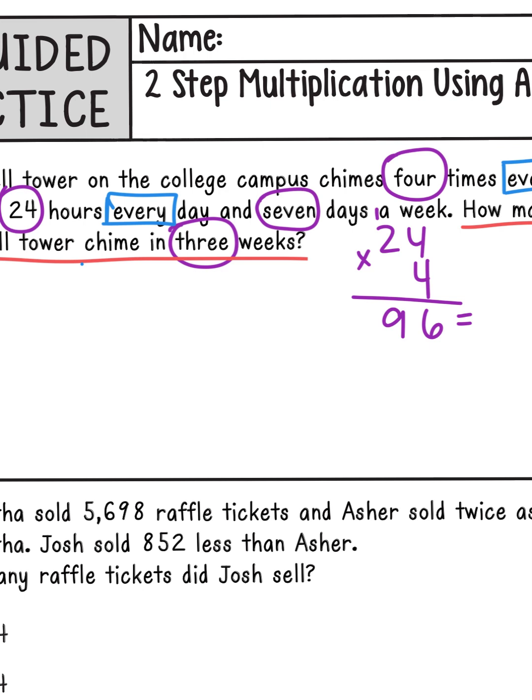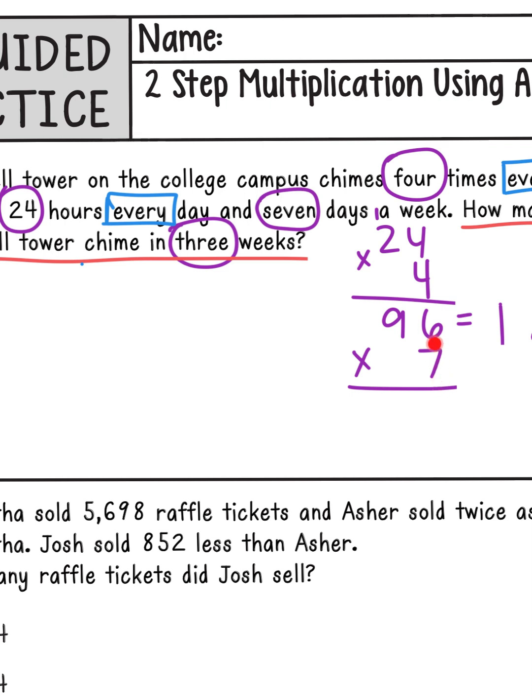So it's 96 hours in how many days? It says 4 times every hour. It chimes 24 hours every day. So it chimes 96 times in how many days? 1 day. It says 24 hours every day. So if it chimes 4 times every hour for 24 hours, that's a solid day. So it chimes 96 times in 1 day. But it does that 7 days a week. So now what do I have to do? 96 times 7.